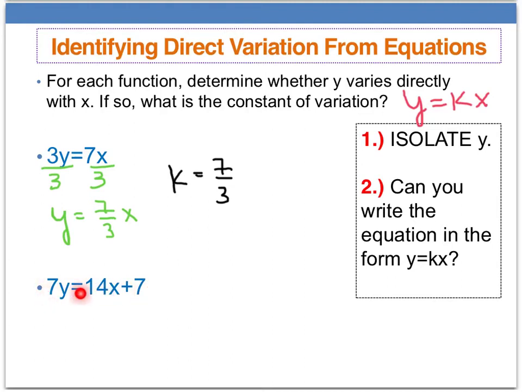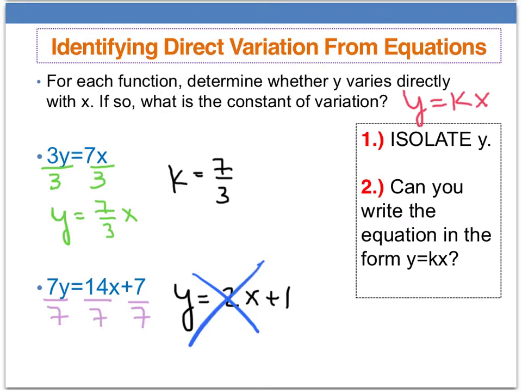Now let's look at this guy right here. Can I rewrite it as y equals kx? Well, first I want to isolate y. So isolating y, I'm going to have to divide everything by 7. So that's going to give me y equals 2x plus 1. Now, is that written like this? Well, no, it's not, because I have this plus 1 here. So this is not direct variation, and y is not varying directly with x, so I cannot represent it as direct variation.